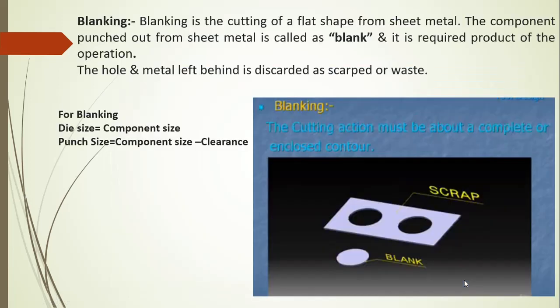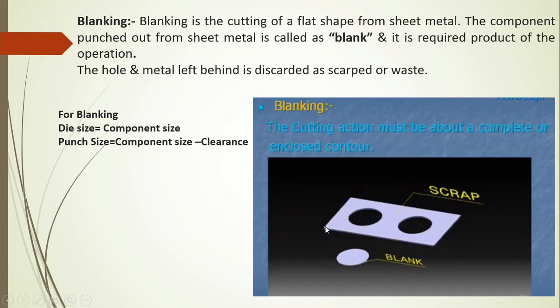First is blanking. What is meant by blanking operation? Blanking is the cutting of a flat shape from the sheet metal. The component punched out from the sheet metal is called a blank, and it is the required product of the operation. In the next line, the hole or metal left behind is discarded as scrap or waste.